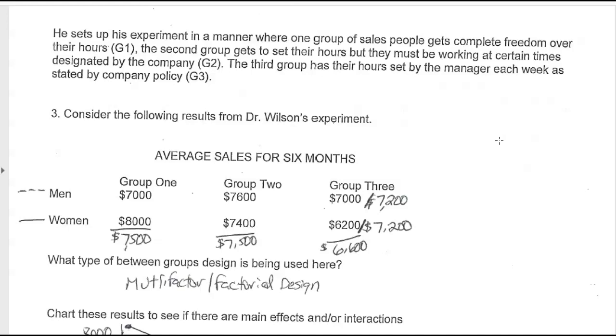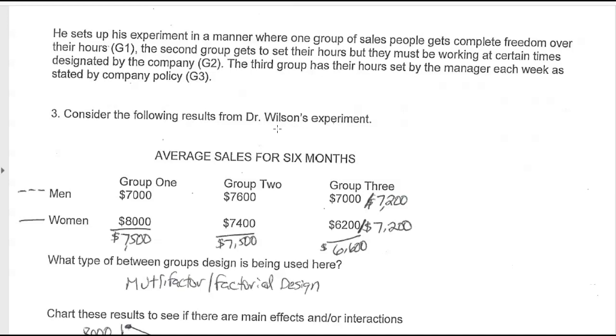So you will see in this example, this is Dr. Wilson. He's an industrial psychologist. This is all made up, and he is doing a study on male versus female. That sounds like an independent t-test. No, it gets more complicated than that.